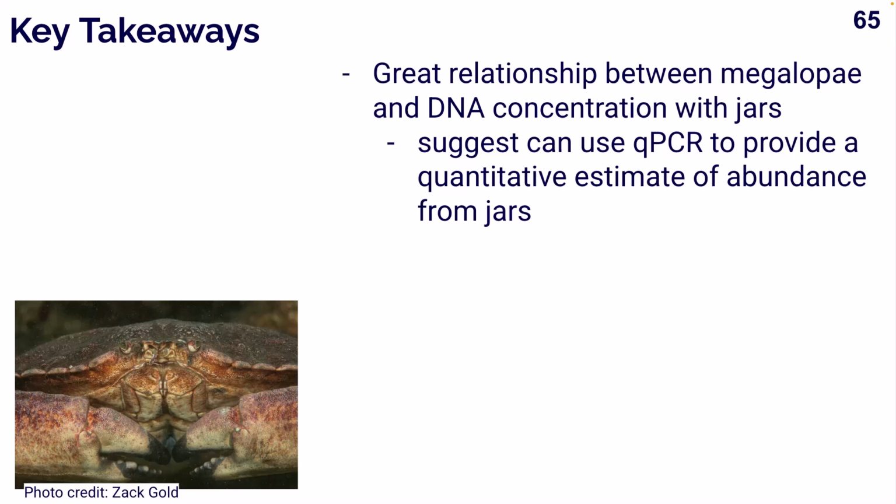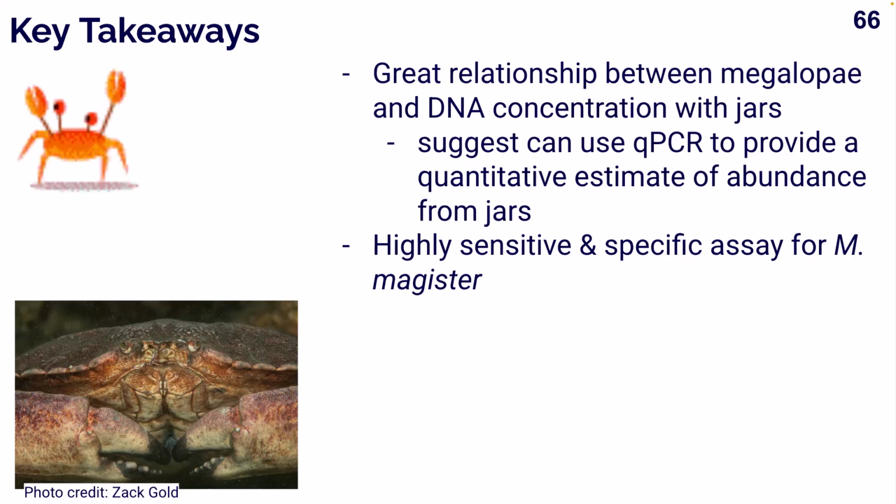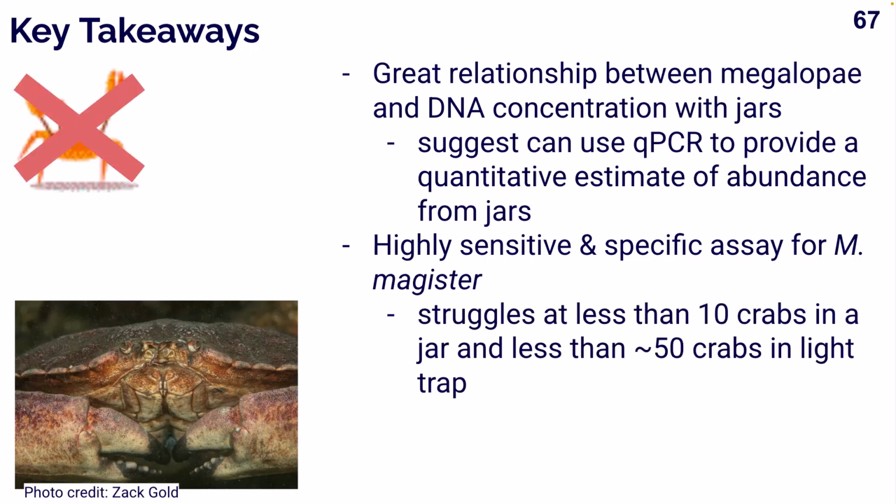We're seeing that we are getting a great relationship between the megalopy and DNA concentration with the jars, and suggest that we can use qPCR to provide a quantitative estimate of abundance from the ethanol jars. This assay is highly specific and sensitive for Dungeness crab. However, it seems to struggle when we get to about less than 10 crabs in a jar, or less than about 50 crabs in a light trap.